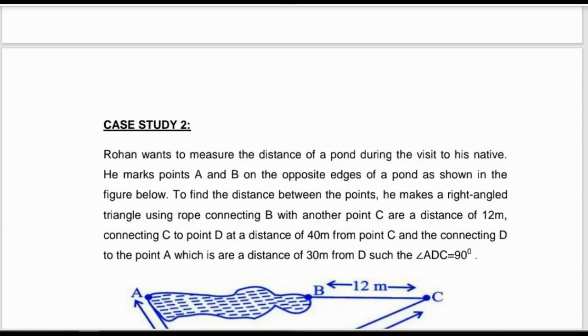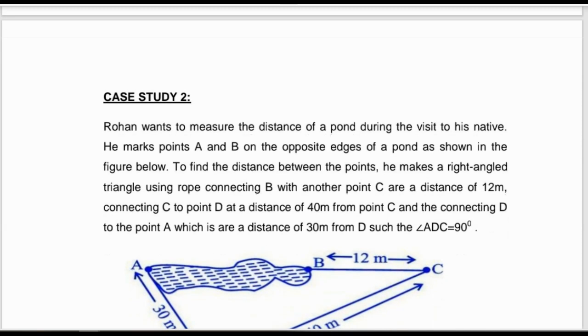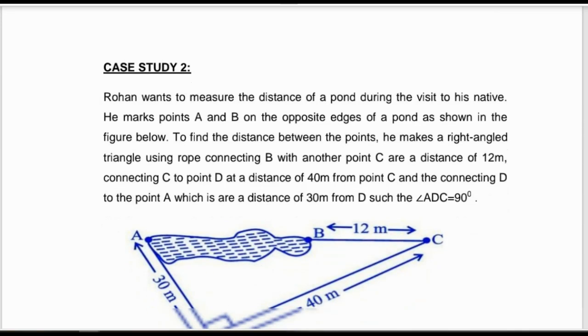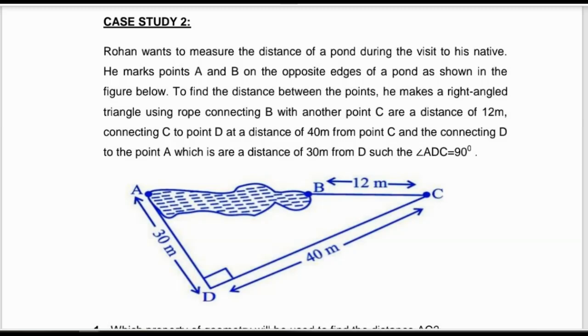Moving on with the next one, we have case study 2. What is case study 2? Rohan wants to measure the distance of a pond during the visit to his native. He marks points A and B on the opposite edges of the pond as shown in the figure below. To find the distance between the points, he makes a right angled triangle.